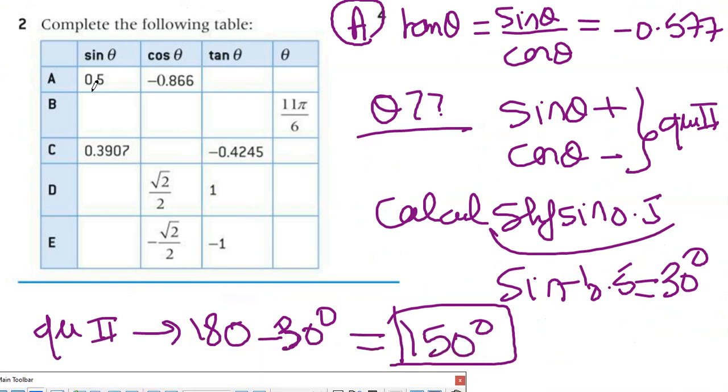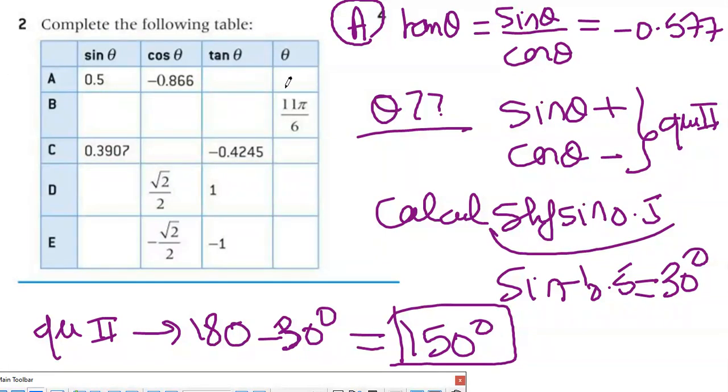So they gave me sometimes sine, cosine, need to find tangent and the angle, and we will see how to do it. For the first one, it's easy. I have sine and cosine. To find tangent, it's sine over cosine. And now to find theta, how are you gonna find theta? Sure, you're gonna use the calculator.